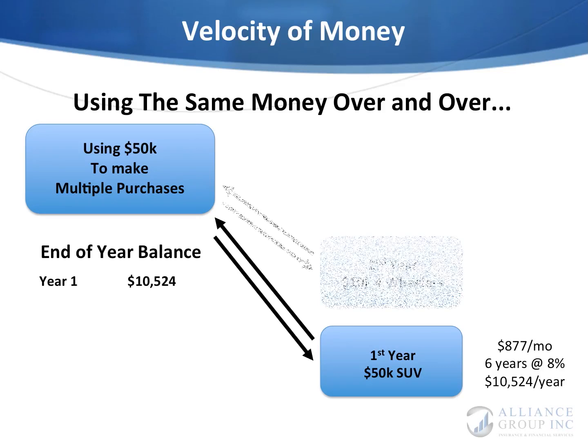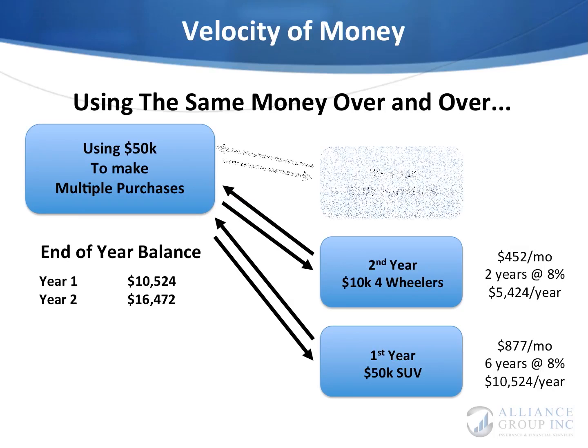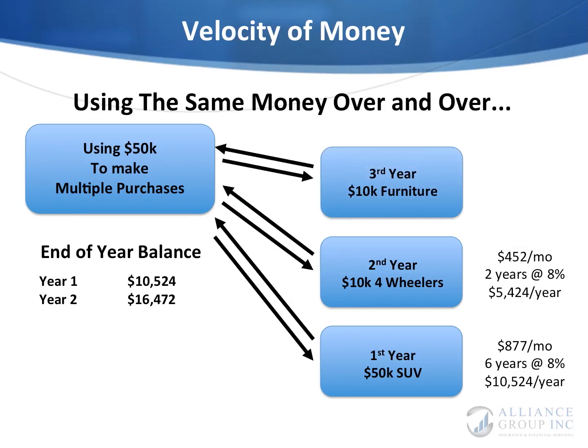$10,524, at which time you decide to purchase 2 four-wheelers for $10,000. You create a loan payment plan, also at 8%, which requires a monthly payment of $452 per month for 24 months. At the end of year 2, you have $16,472 in your bank. At the beginning of the 3rd year, you want to purchase $10,000 worth of furniture. So again, you loan yourself the $10,000 and create a payment plan at 8% interest for 48 months of $244 per month. At the end of year 3, you have $25,348 in your bank. By the end of year 4, you have $38,800.